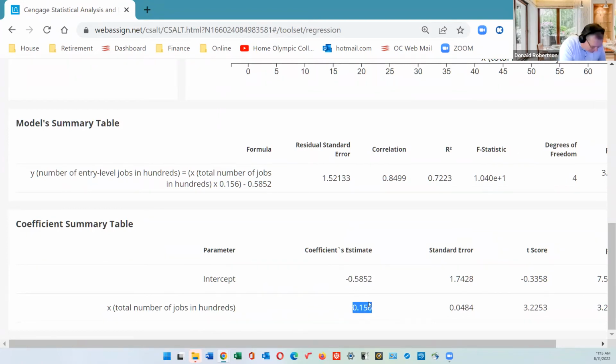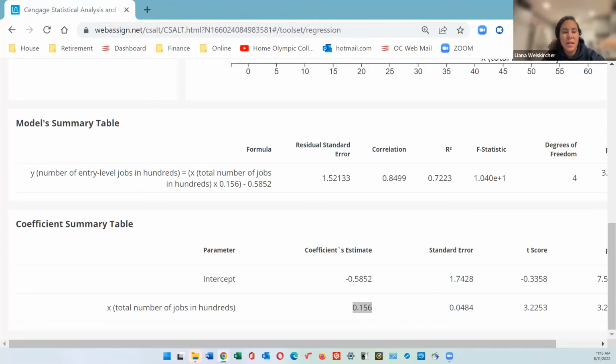So I'm going to write that down, that y hat is 0.156. That guy there is the slope. And then it's going to be minus 0.5852.